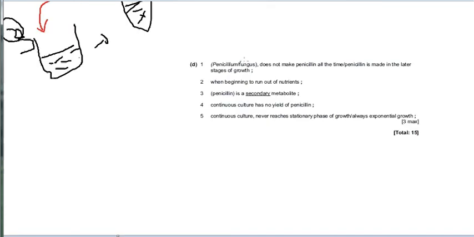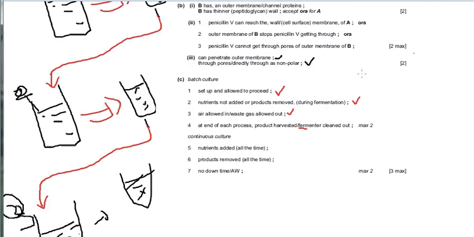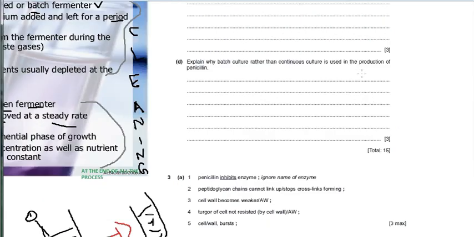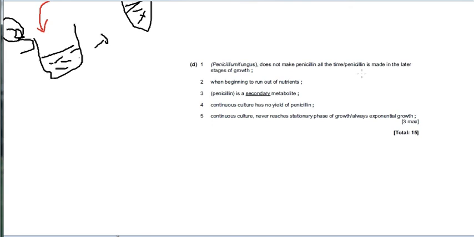So let us see. Penicillium does not make penicillin all the time. Penicillin is made in the later stages of growth. Why batch culture rather than continuous culture to produce penicillin? Because nutrients begin to run out, and penicillin is a secondary metabolite. Continuous culture has no yield of penicillin, as the culture never reaches a stationary phase of growth, always exponential growth.